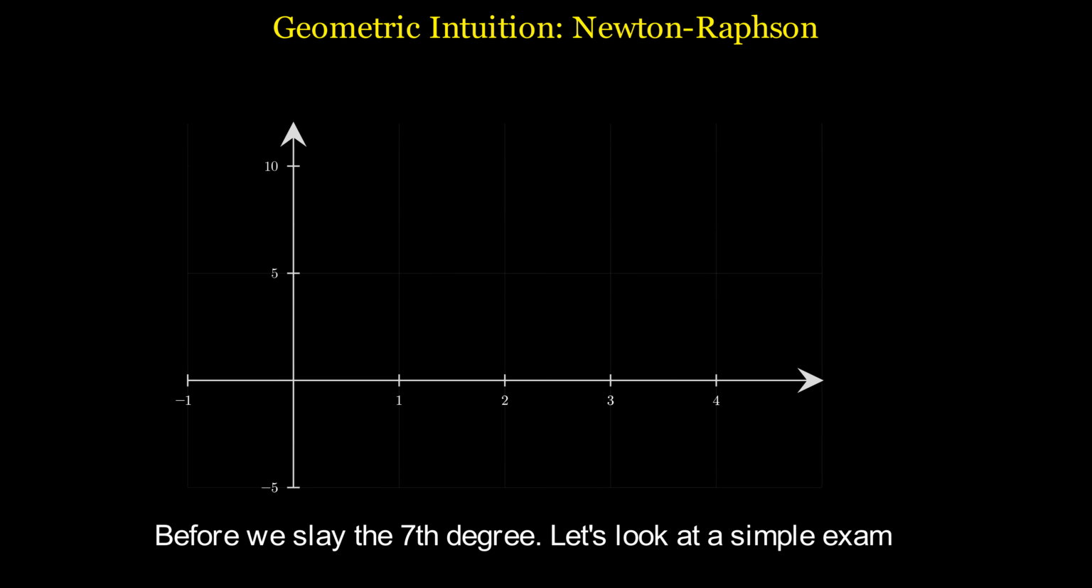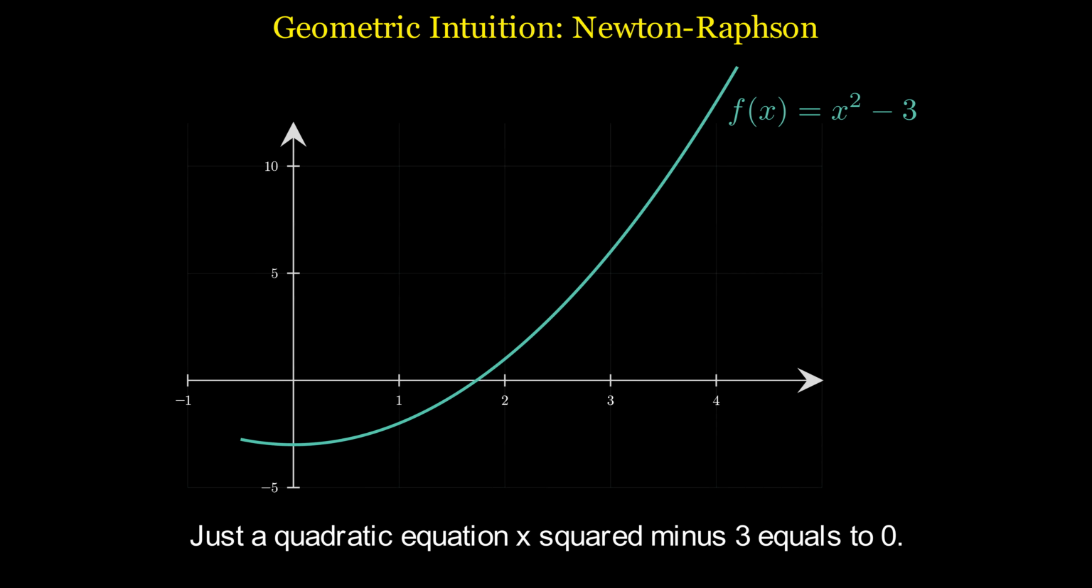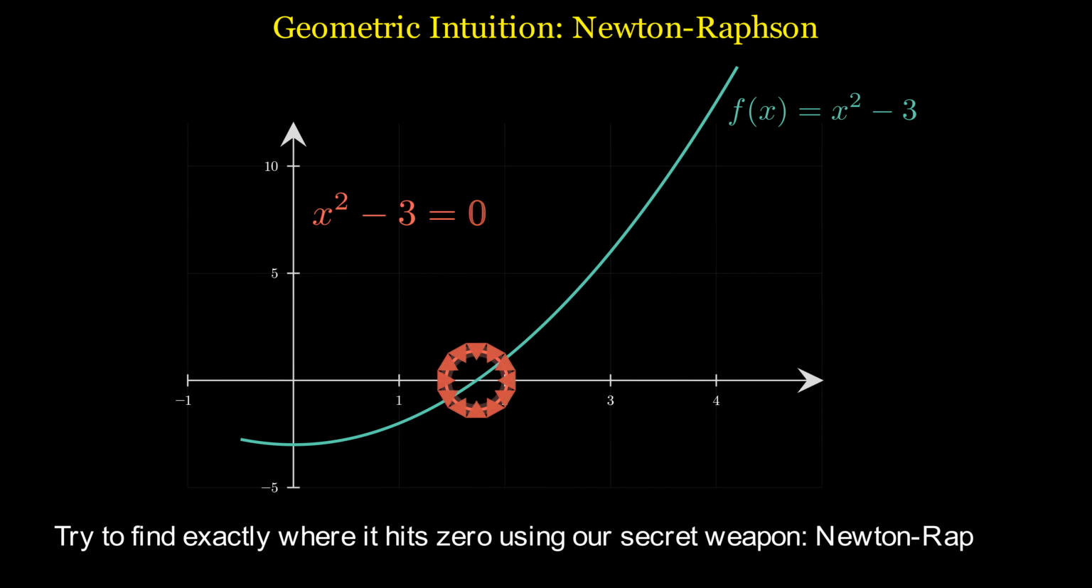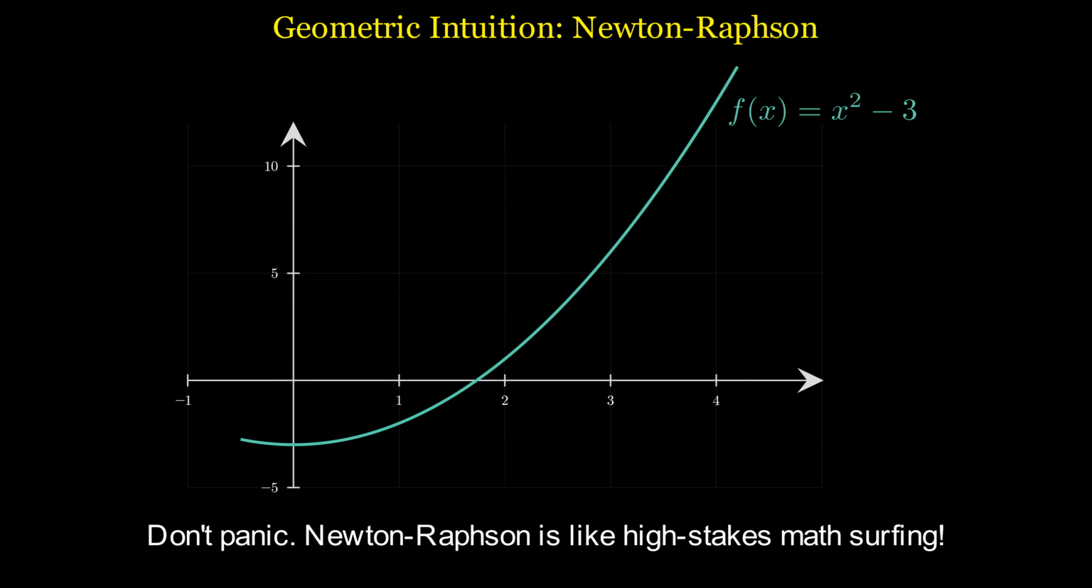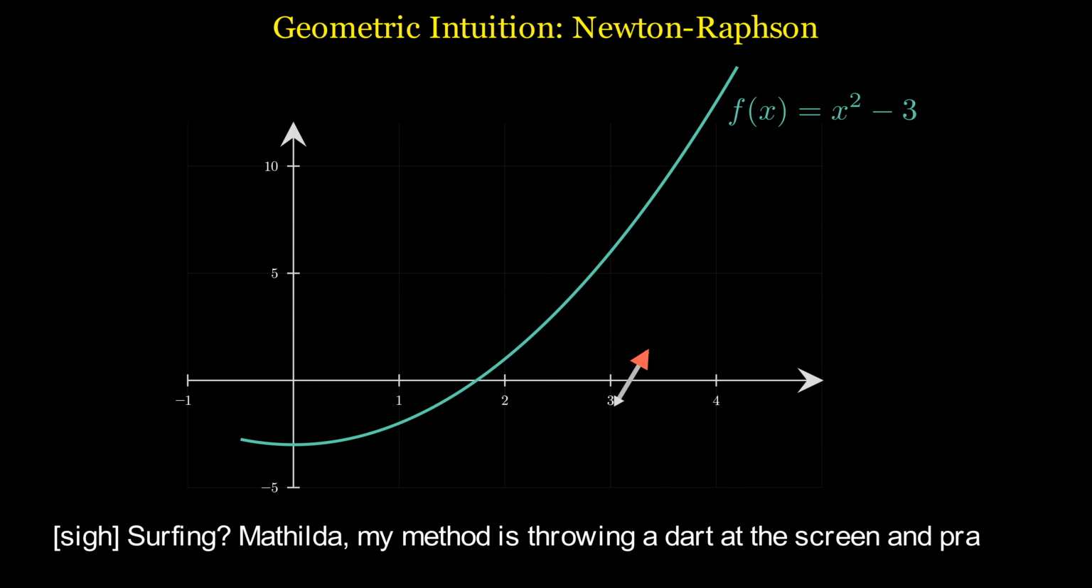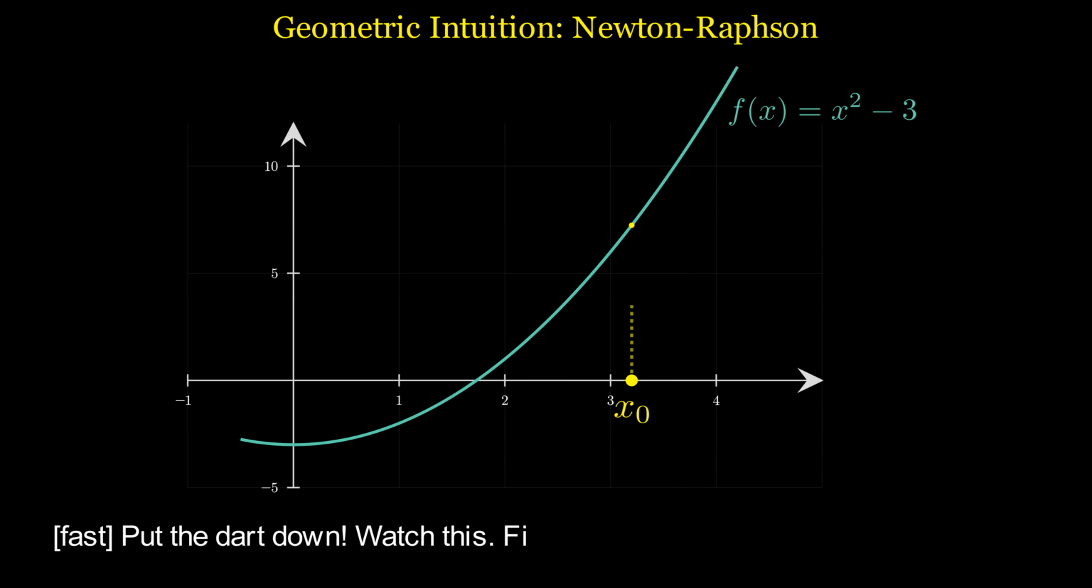Before we slay the 7th degree, let's look at a simple example. Just a quadratic equation, x squared minus 3 equals 0. Try to find exactly where it hits 0 using our secret weapon, Newton-Raphson. Don't panic. Newton-Raphson is like high-stakes math surfing. Surfing? Matilda, my method is throwing a dart at the screen and praying. Put the dart down, watch this.